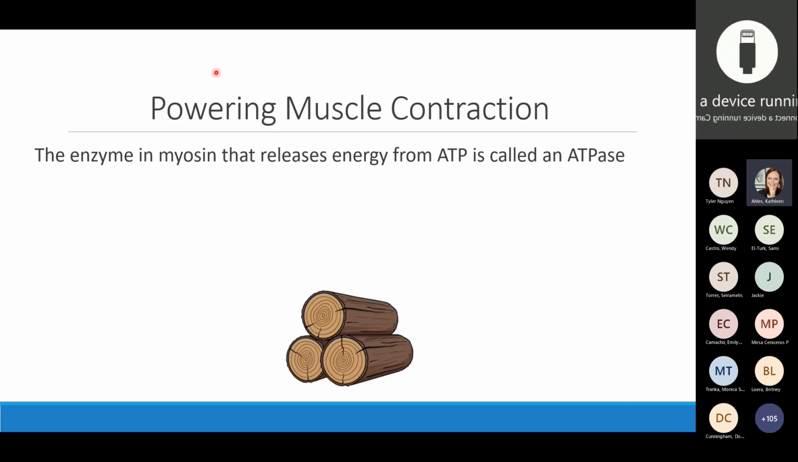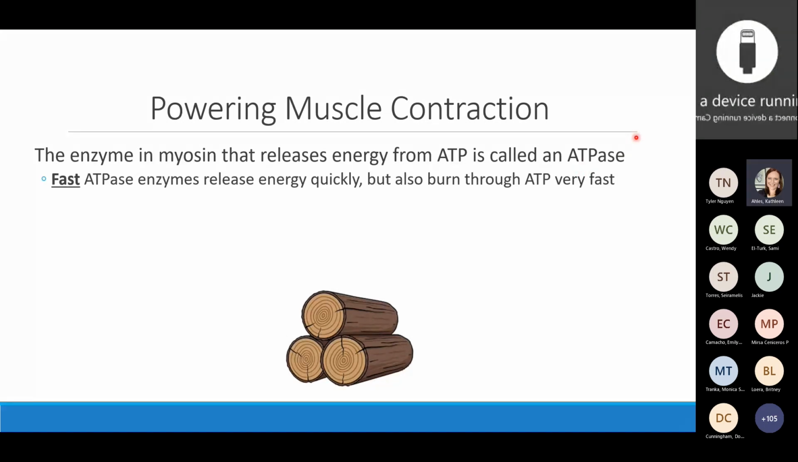The fast or the slow part is based on the activity of ATPase. And I want you to underline, highlight, star that. ATPase. Anytime you see this ending part ase, we're always talking about an enzyme. ATPase is an enzyme that chops up ATP. The more quickly I chop up my ATP, the more I'm going to run out of it. So a fast ATPase releases a lot of energy very fast.